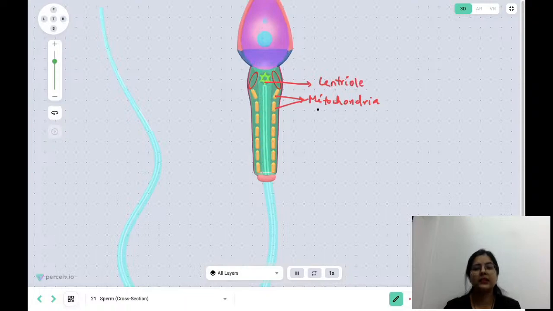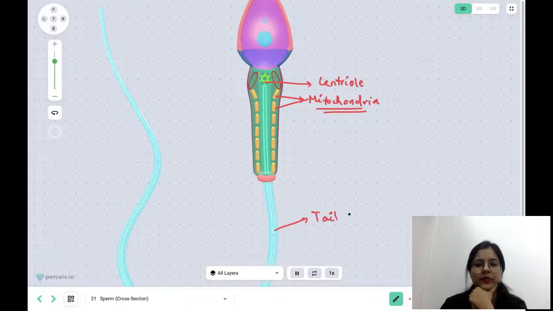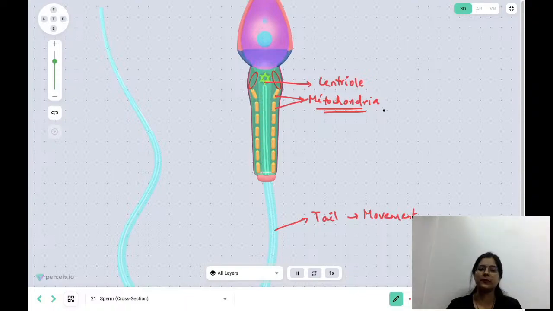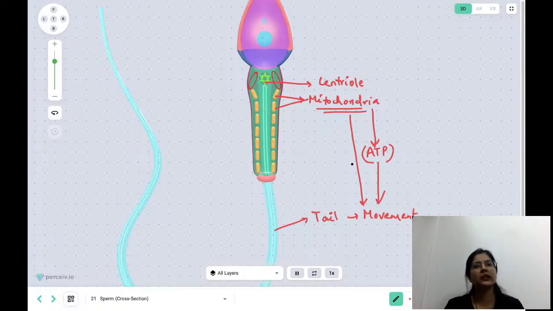Now the middle piece contains mitochondria, and this one becomes your tail part, which is responsible for movement or motility, you can say. The movement of the tail is primarily because of the ATP which is produced by the mitochondria. So the greater the number of mitochondria, the greater will be the motility and the movement of the tail of the sperm. This is the case. All right.